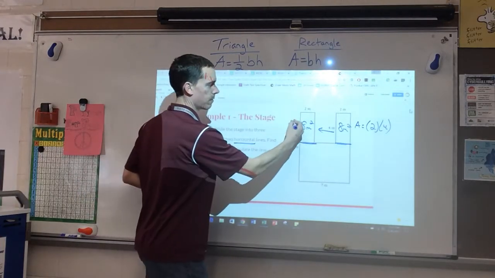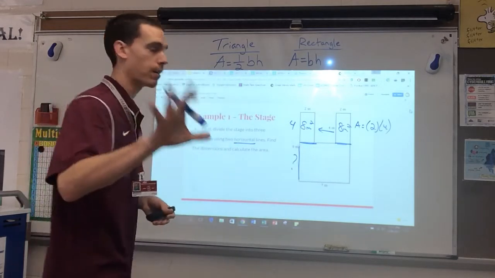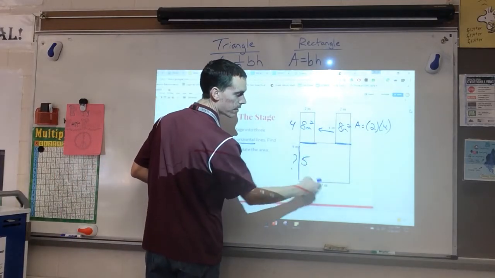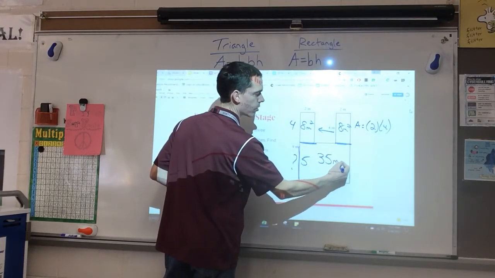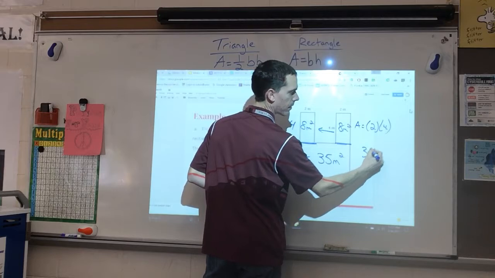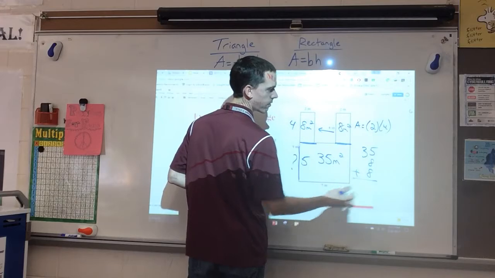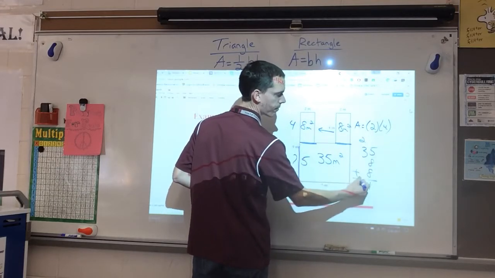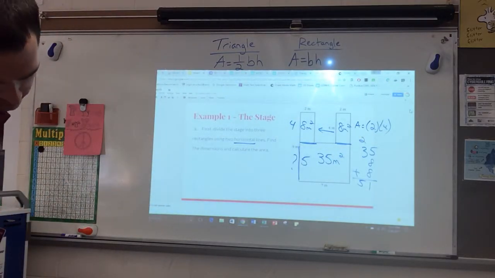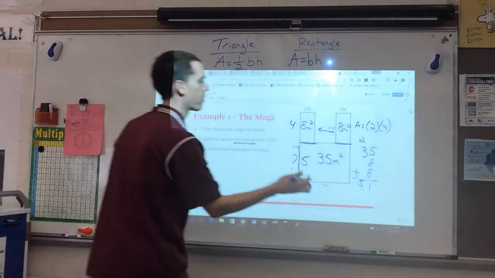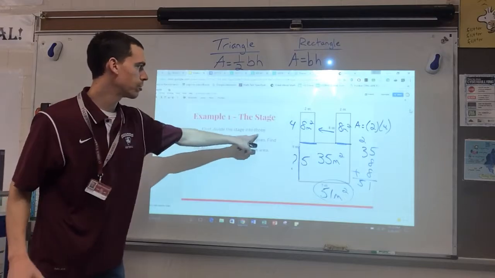If this length is 4, then what does this side length here have to be? Well, that side length has to be 9 minus 4, gives us that 5. So this length here is 5. The length on here, the base is 7, so 7 times 5 is 35 meters squared. Add them all up. 35, 8 and 8. We get 51. Is my math correct? Oh, good thing, yes it is. Okay, 51 meters squared is the area for the stage, using 2 horizontal lines.